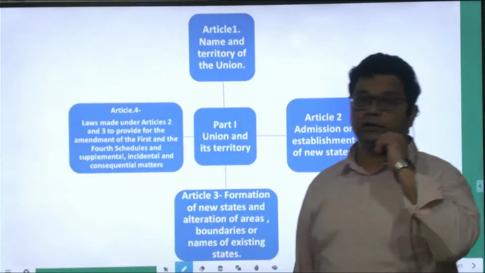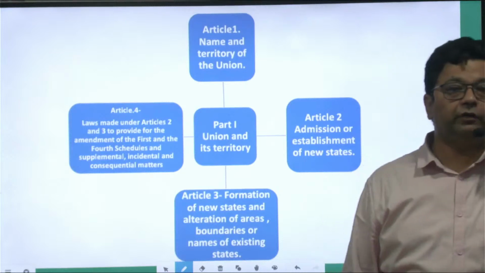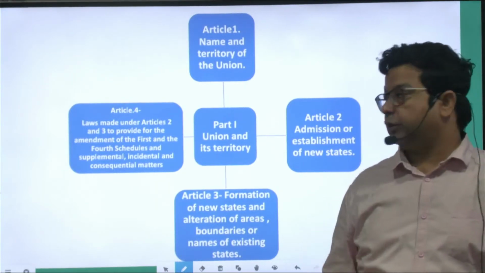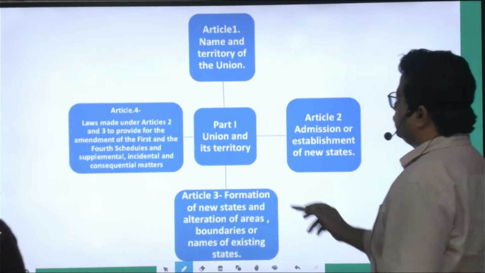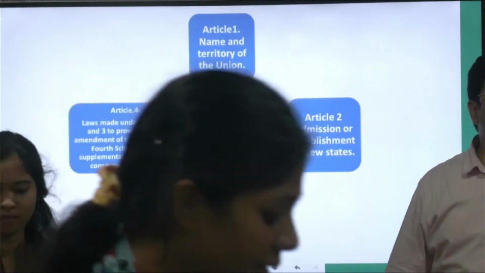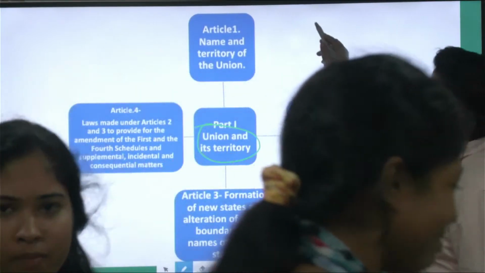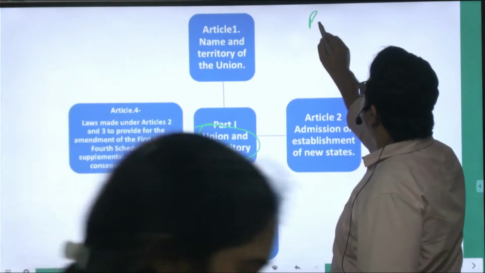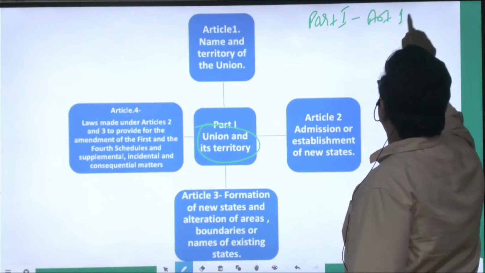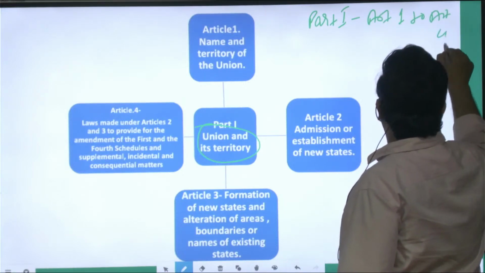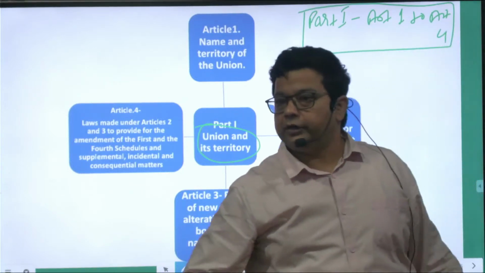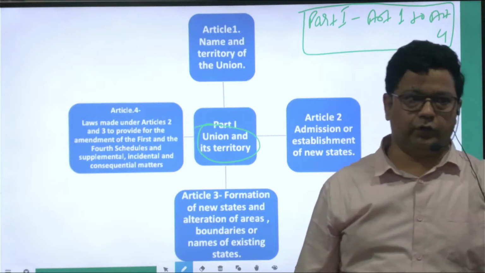So now we'll start, after the preamble, with the first part of the Constitution. The subject matter is the Union and its territory. It includes Article 1 to Article 4 of the Constitution, and we'll discuss all of these articles from 1 to 4.